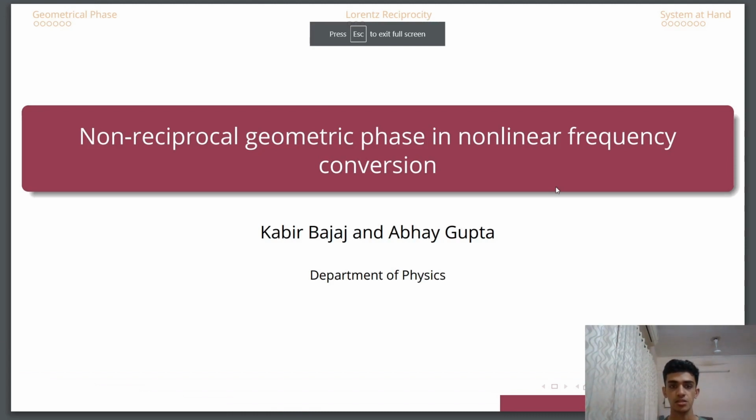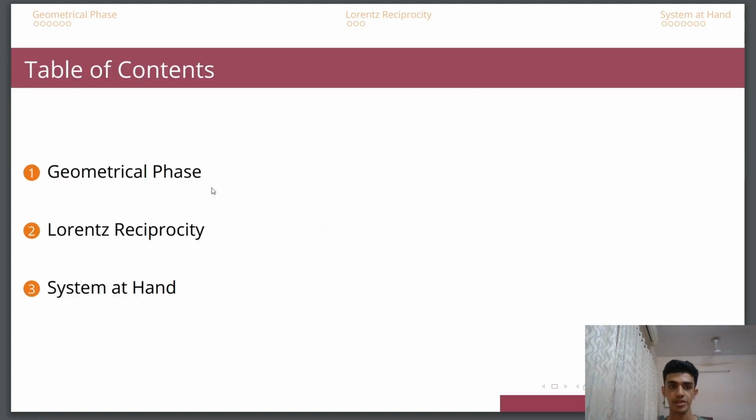Hi, hello everyone. My name is Kabir, and the topic for our group was non-reciprocal geometric phase in nonlinear frequency conversion. So today I will be introducing what geometrical phase is, what Lorentz reciprocity is. I'll then build up what our system is, some notation and some dynamics of what is actually happening.